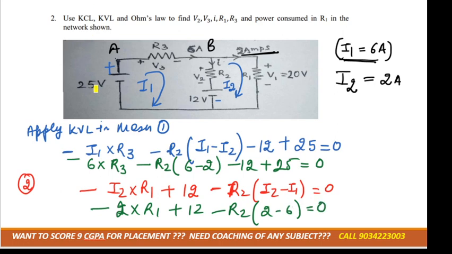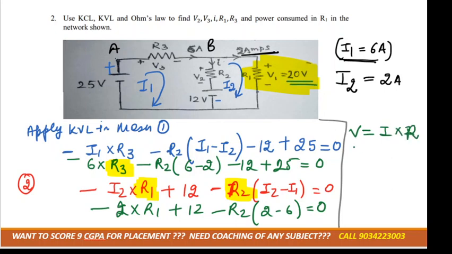Any doubt up to here? Basically now we have to see how many variables there are. One variable is R3, one variable is R1, and one variable is R2. For three variables, how many equations do we need to solve it? Three equations, right? So we need to calculate another equation also, but in this they have given that V1 is equal to how much? 20 volt, right? So according to Ohm's law, V is equal to I multiplied by R, right?